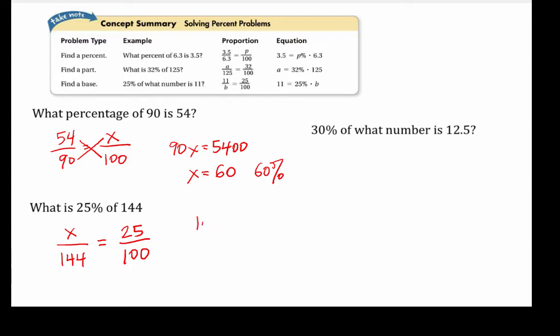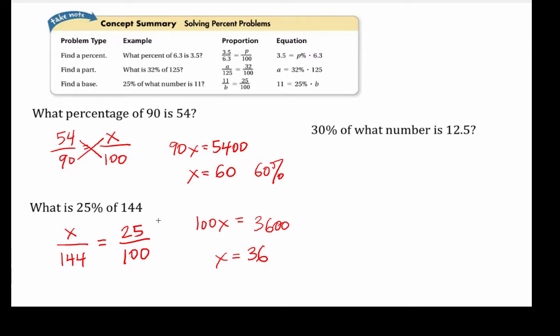X times 100 is 100x. 25 times 144 is 3600. Divide both sides by 100, we get x is 36. So 36 is 25% of 144.